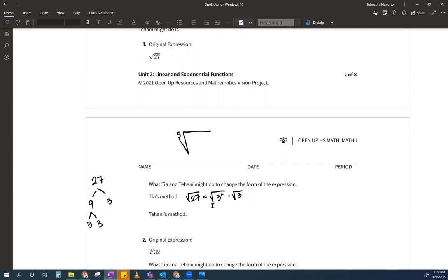Very good. It's 3. So this guy right here becomes a 3. Now, do we do anything with this guy? What about the square root of 3 guy? Does he get to come out and play? What happens to him?